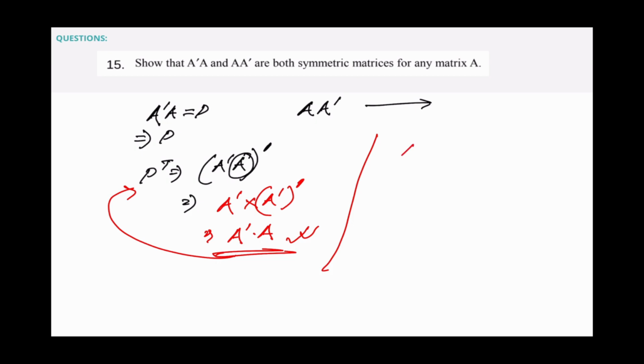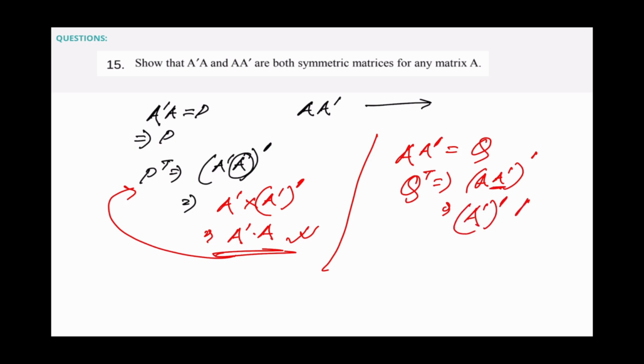Now same thing for A A transpose. Take it as Q. Do the Q transpose. So what you will get? A transpose whole transpose, so this will come first. Then this A transpose. So A transpose whole transpose into A transpose. So what do you get? A for this one and then A transpose. Same thing. Clear? So doesn't matter whether A is symmetric or skew symmetric.